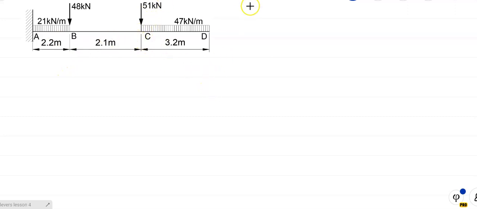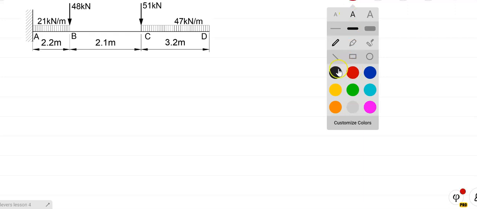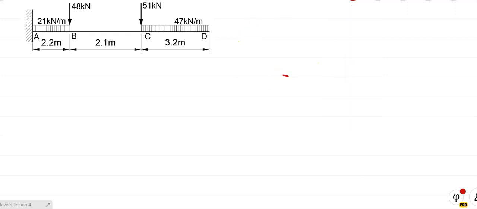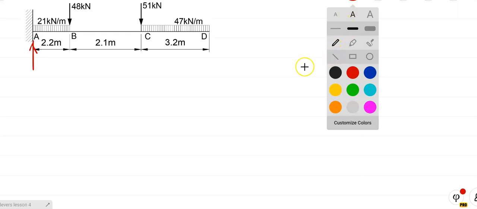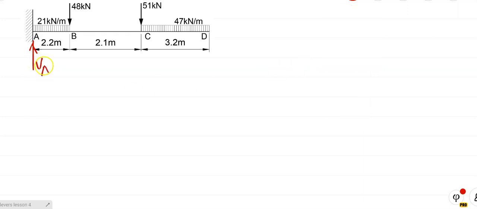Alright people, the first thing I'm going to do is draw in the reactions where I think they are going to be. There's definitely going to be VA, sitting over there. And of course my MA is going to be anti-clockwise, because the beam wants to rotate clockwise, so the reaction moment is going to be anti-clockwise.